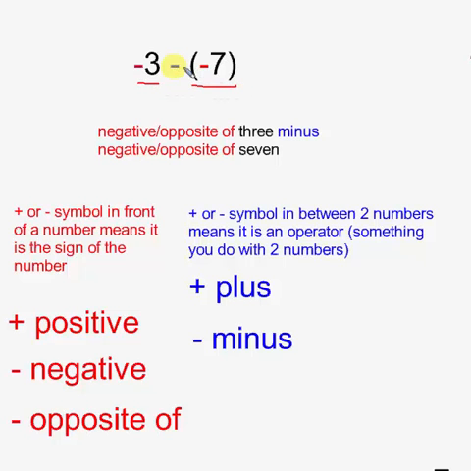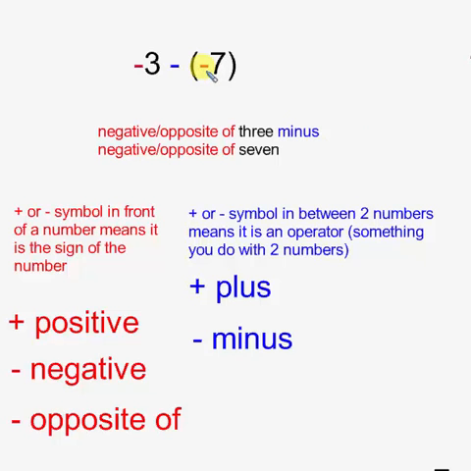Now to explain this symbol, that symbol is between the number negative 3 and the number negative 7. So it's telling me that I must do something with the two numbers. So it is an operator. It is something you do with two numbers. So we are going to read this symbol as an operator, but because it looks like this, we will use the word minus in our answer. So I wrote minus.